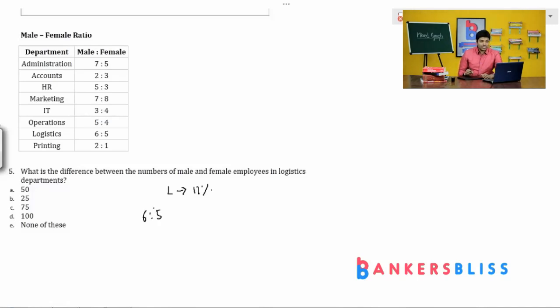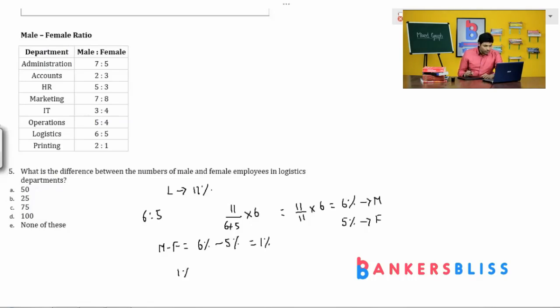So you divide 11% in the ratio 6 is to 5. So 11 divided by 6 plus 5 into 6. So which is equal to 11 by 11 into 6, which is equal to 6%. So male forms 6%, then female forms 5%. So the difference between both the two, male and female, is 6% minus 5%, which is equal to 1%. So you have to calculate 1% on 2500, that is 25.